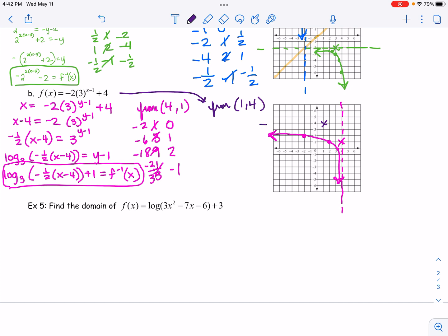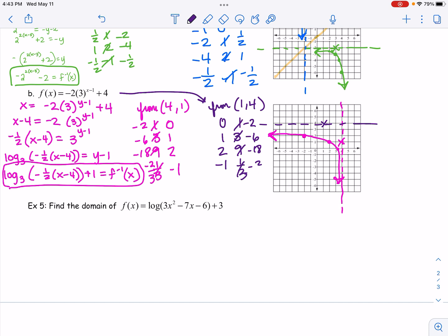X marks the spot. Horizontal asymptote because it's an exponential function. 0, 1, 1, the base, 2, the base squared, negative 1, 1 over the base. Reflecting over the x and vertically stretching, I can do both of those at the same time, multiplying by negative 2.